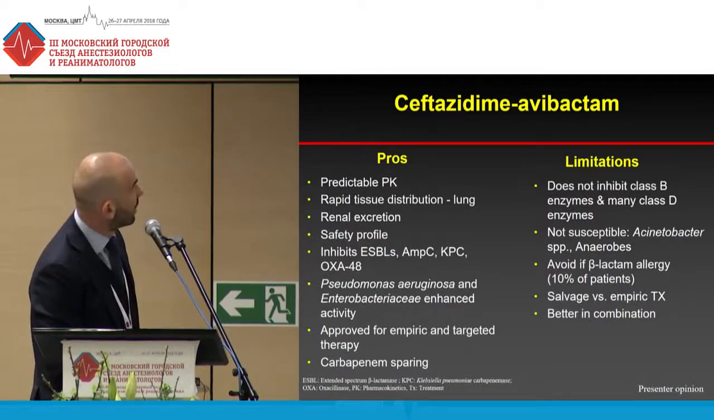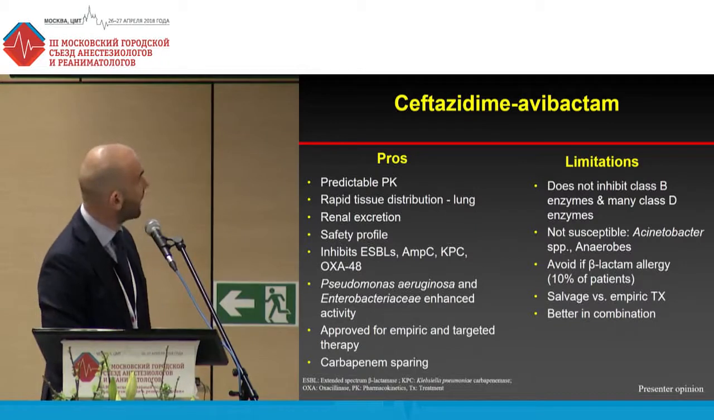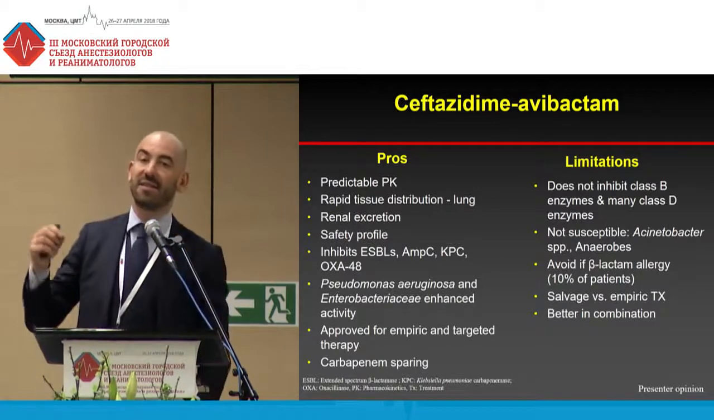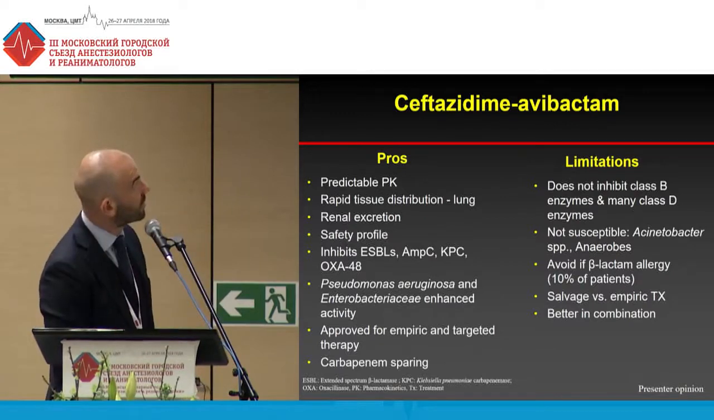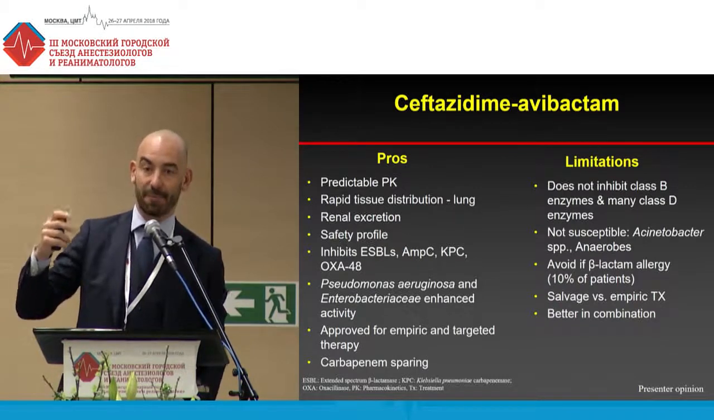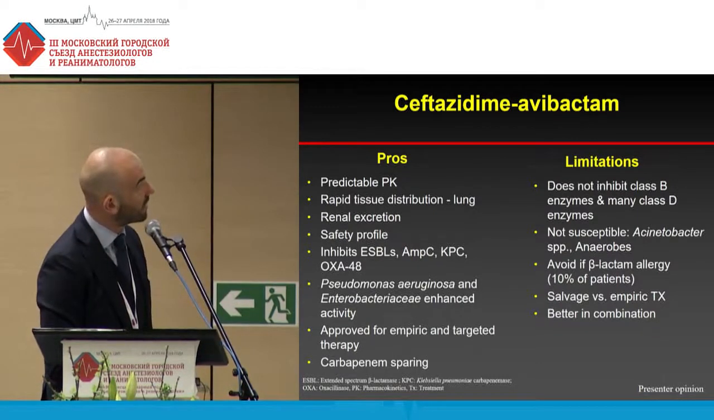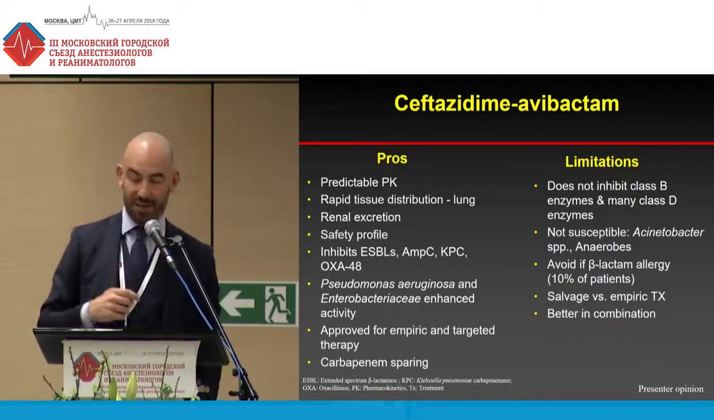Pseudomonas aeruginosa and Enterobacteriaceae enhanced activity, approved for empiric and targeted therapy, and this is an option to spare the carbapenems. Limitations: does not inhibit class B enzymes and many of the other class D. Not susceptible: Acinetobacter and the anaerobes. Avoid if beta-lactam allergy.